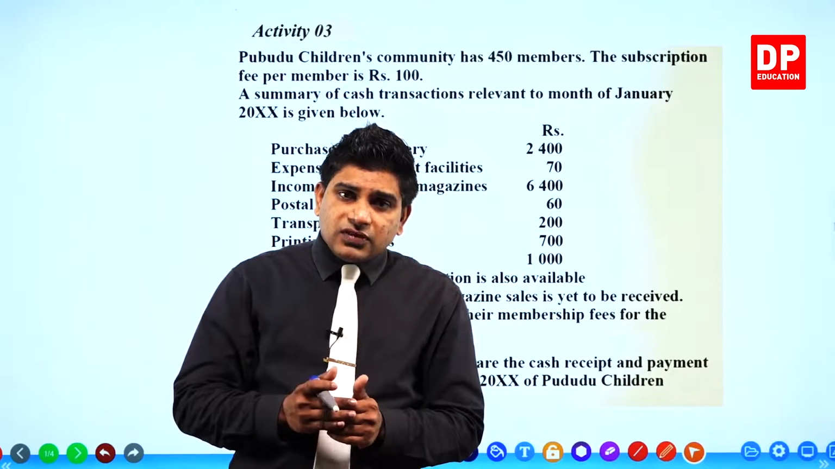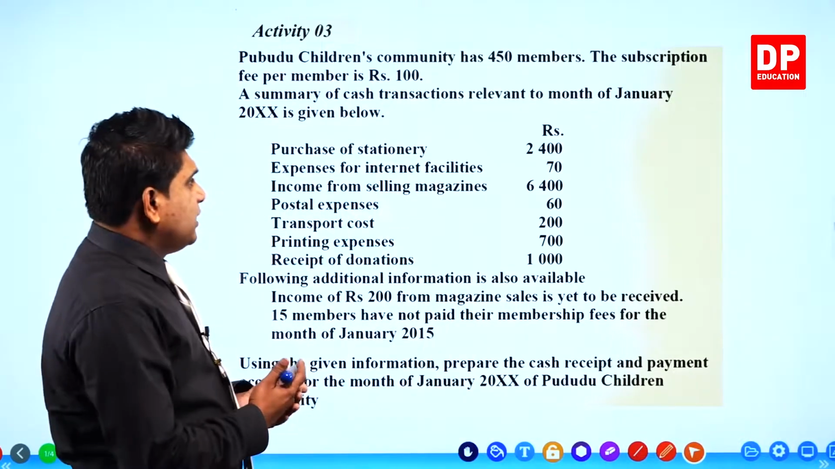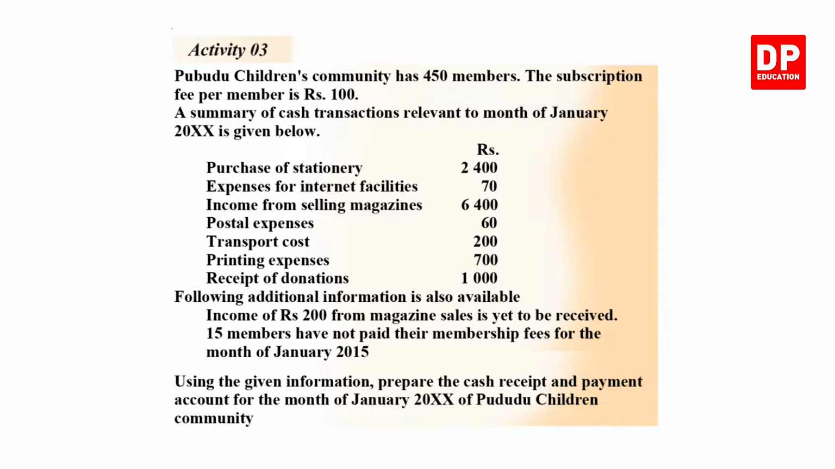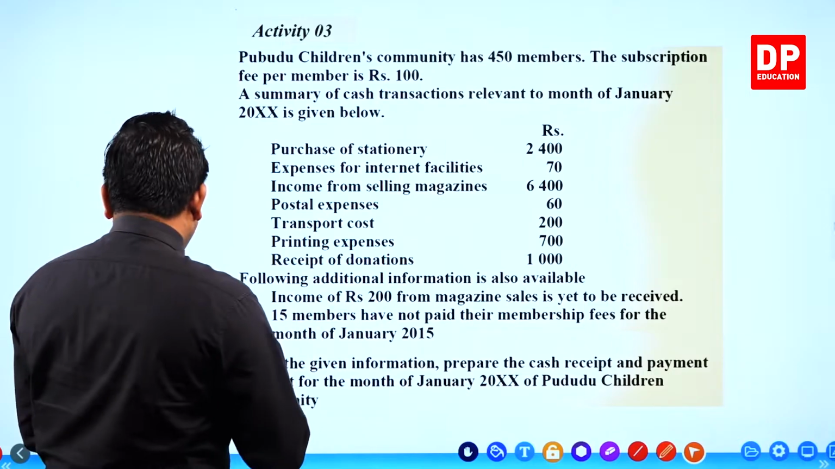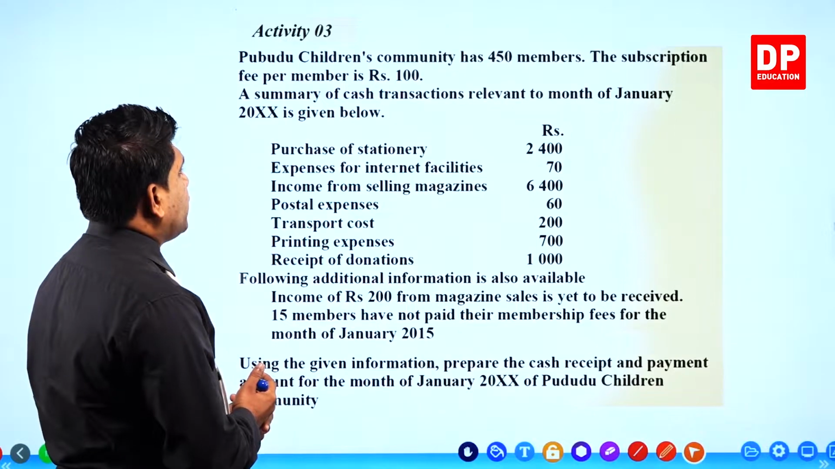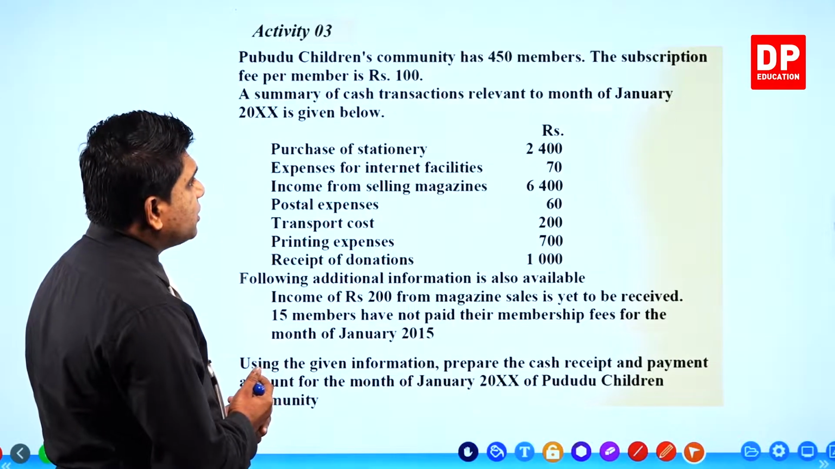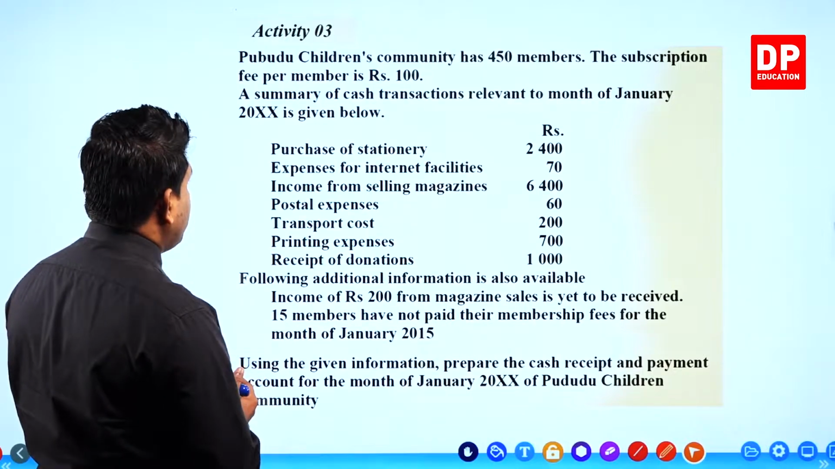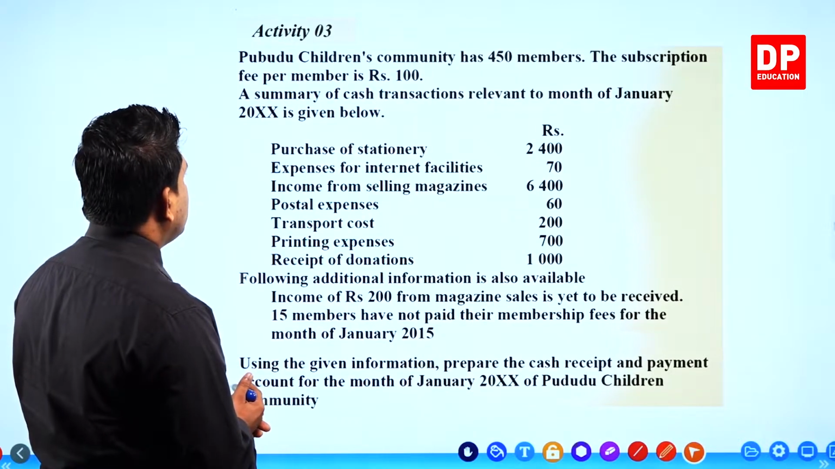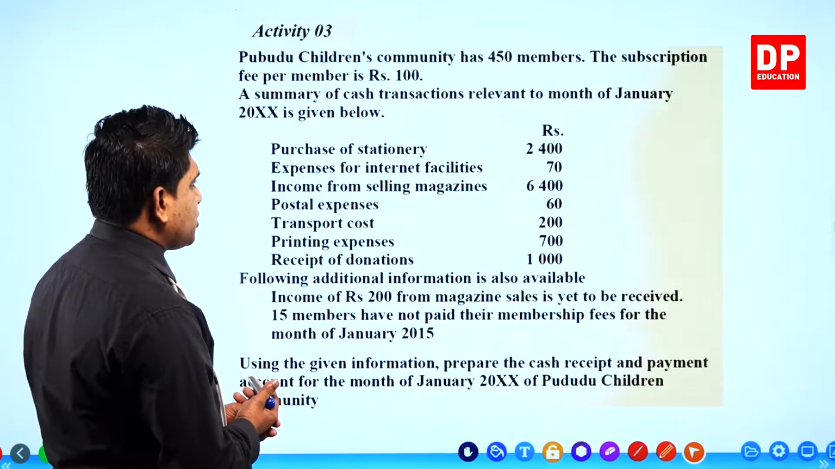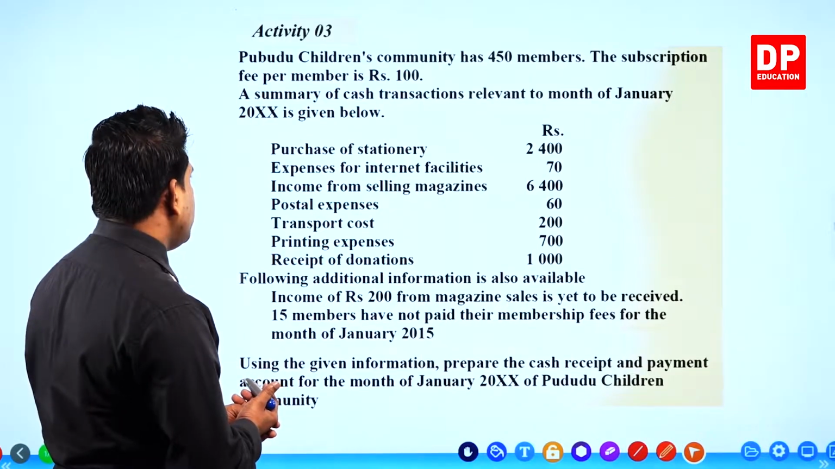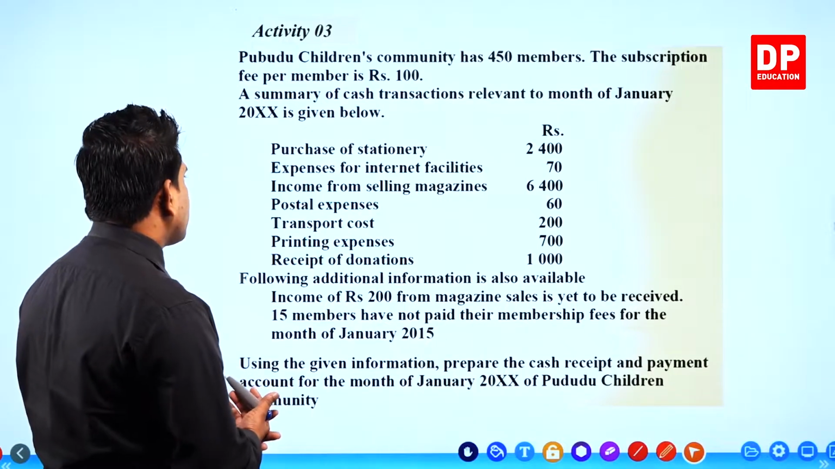Then we'll move to the slide. This is your textbook activity 3. If you have your textbook, you can turn to activity 3, which comes under the not-for-profit organization lesson. Pubudu Children's Community has 450 members. The subscription fee per member is 100. A summary of cash transactions relevant to the month of January is given below.